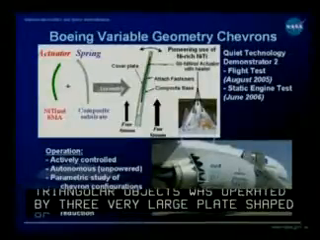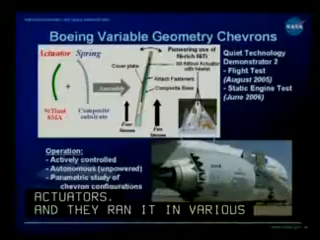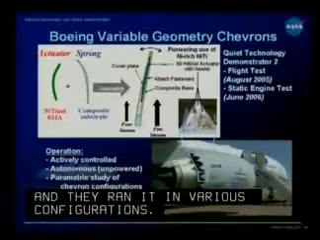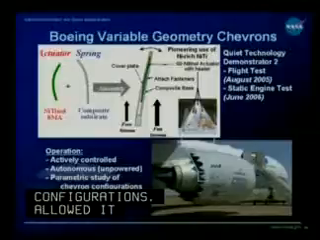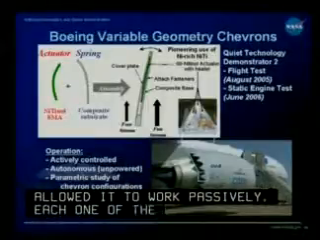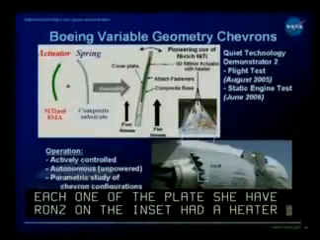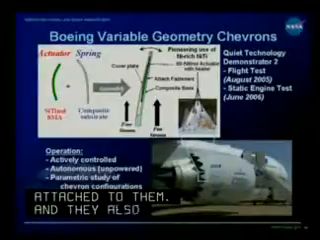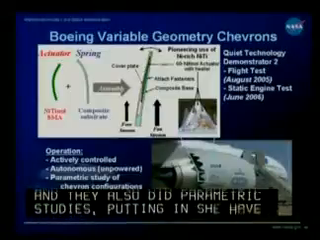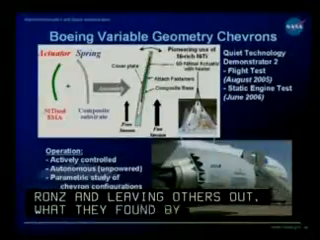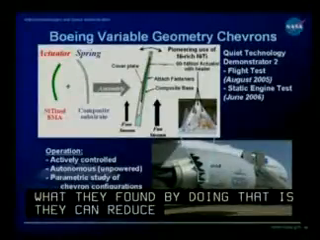They basically allowed it to work passively. They actuated it actively because each one of those plate chevrons shown on the inset had a heater attached to them. And they also did parametric studies, putting in certain chevrons and leaving others out. And what they found by doing that was they could reduce shock cell noise by just having certain chevrons in place during the cruise condition.